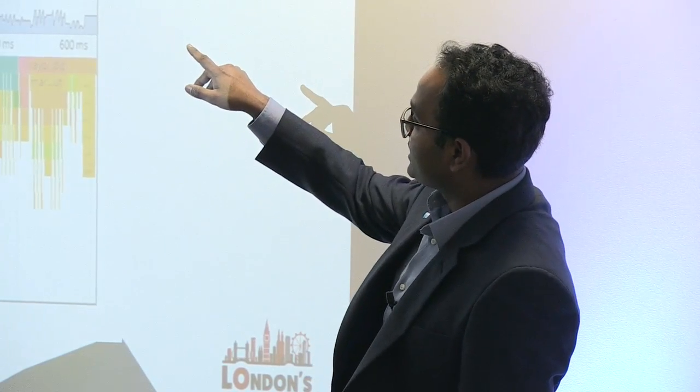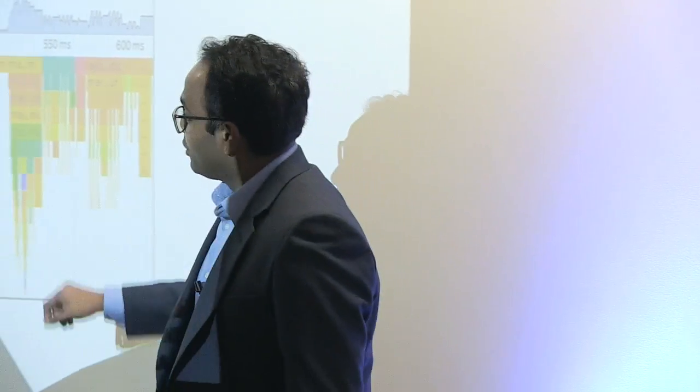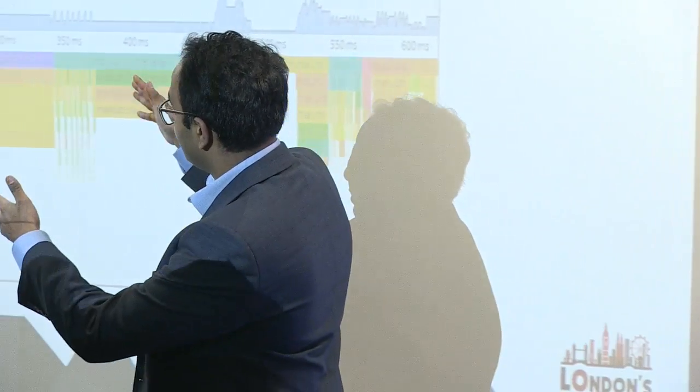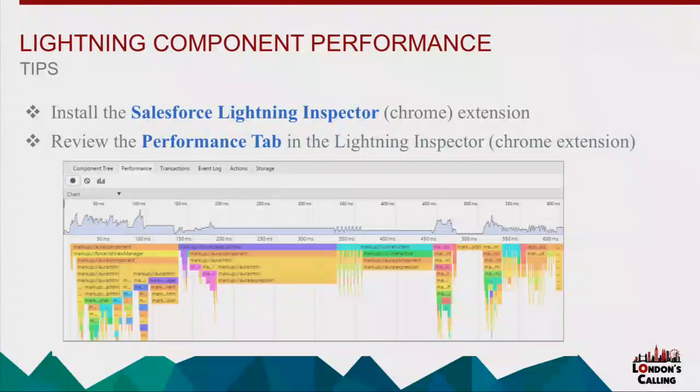Final tip: install the Lightning Inspector extension, review the performance tab, and look for longer and deeper portions to see where performance is being affected. And this should be at the end. Don't worry about performance right at the beginning. But if you think that your app's slow, you can use the Lightning Inspector to review which component is taking more time, or which part of the business logic is taking more time.